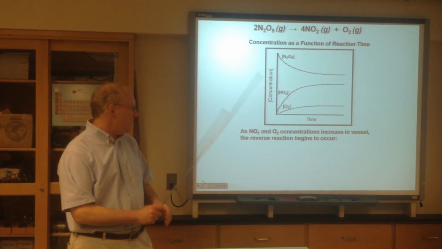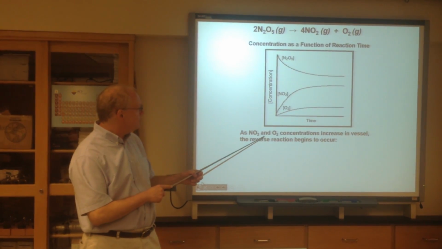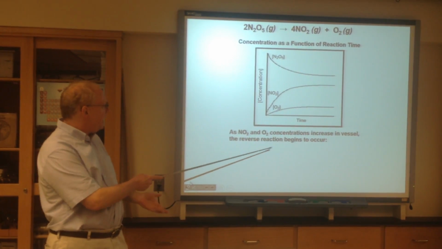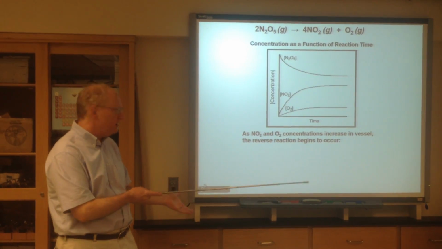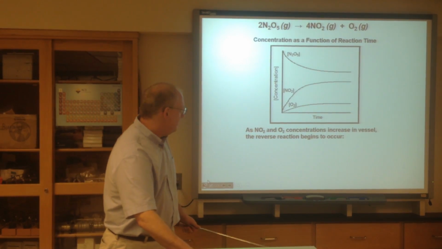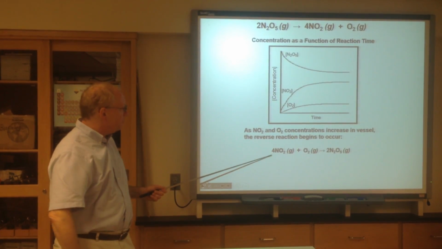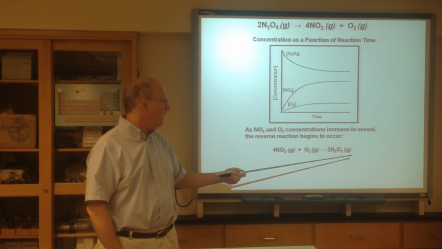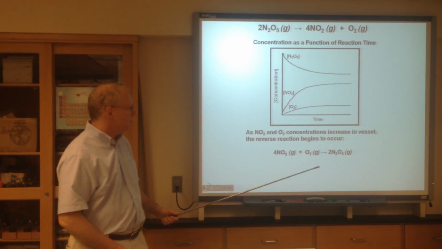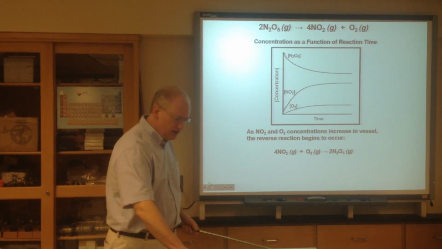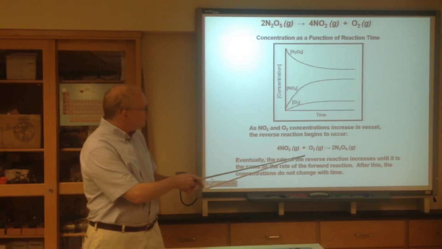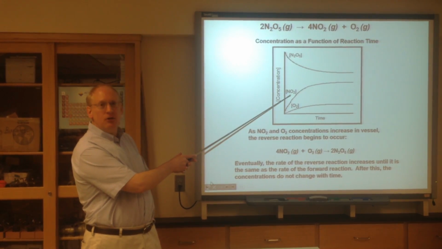What's really happening here is that as the NO2 and the O2 concentrations increase in the reaction vessel, the reverse reaction begins to occur. And that's shown here. You get 4 NO2 molecules reacting with 1 oxygen to form 2 N2O5 molecules. So you get the reverse reaction starting to occur.